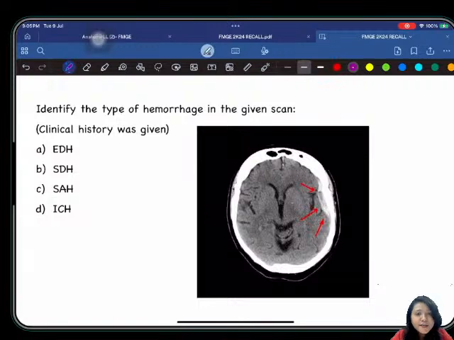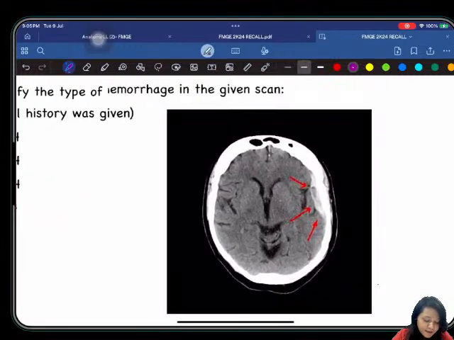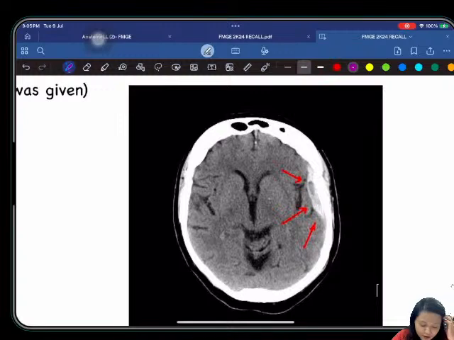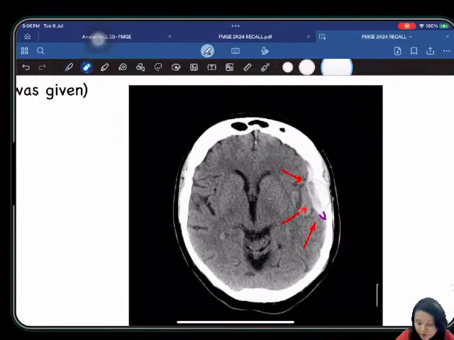So there was a clinical history given, and they had mentioned a type of hemorrhage in the given scan, and they had given the CT image of the hemorrhage. So in this typical image, what can you observe? They have given this hemorrhage. What does this hemorrhage look like? What is the shape of this hemorrhage? Anybody in the chat who wants to answer this? What is the shape of this hemorrhage?